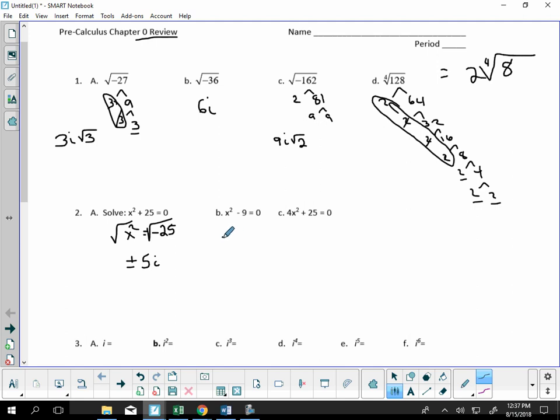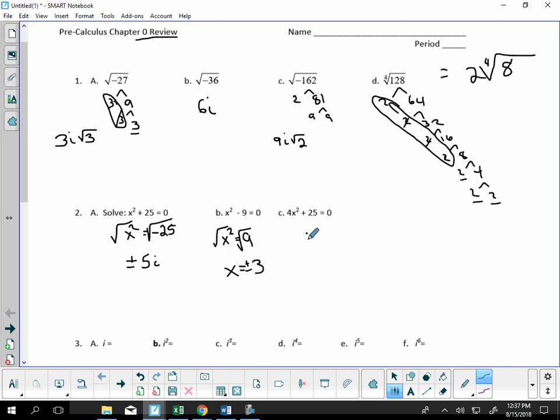On B, you can do that two ways. That's a difference of two squares, so you can factor it. Or you can just use the square roots. Add 9 to both sides. Take the square root. And you get x equals plus or minus 3. I just said don't forget the plus or minus, and I almost forgot my plus or minus. There's no i on that because there's no negative under the square root.